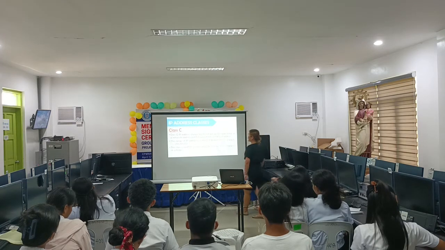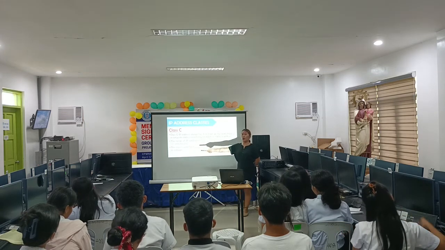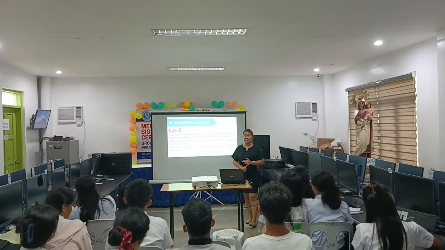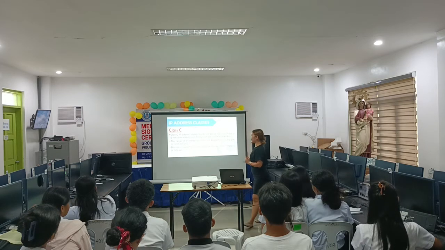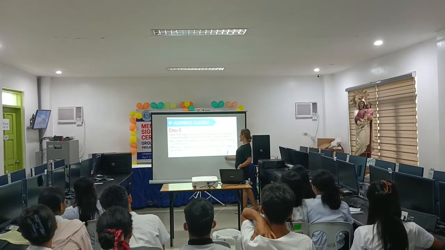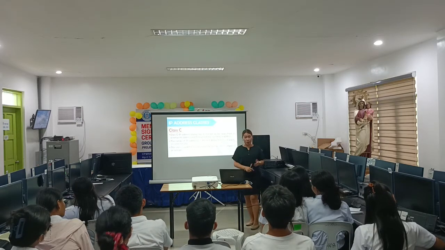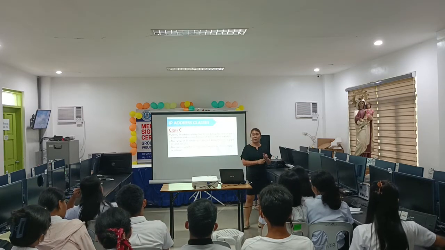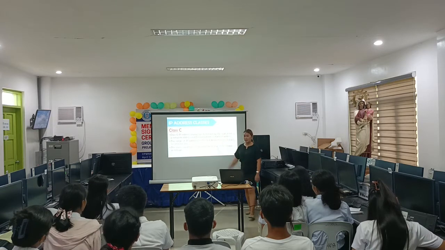And for Class C, your range of IP addresses is 192 to 223. Again, Class A, 0 to 127. Class B, 128 to 191. Very good. And Class C, 192 to 223. Class C is used for small networks such as small companies or colleges. That is our most used format of IP address here in our school, in the computer cafe, because they are small companies.